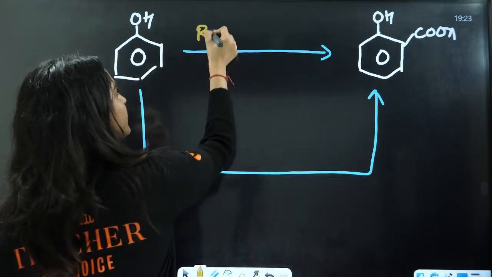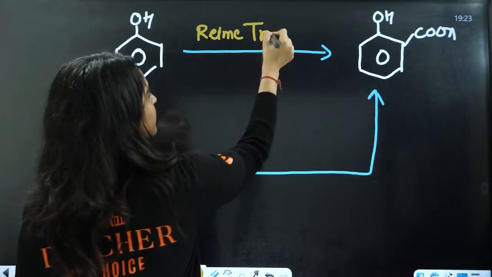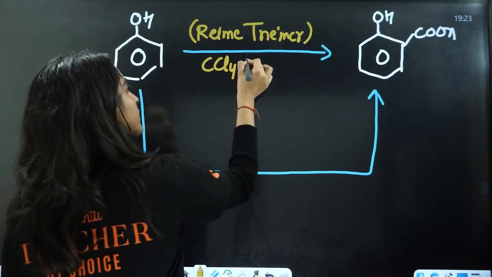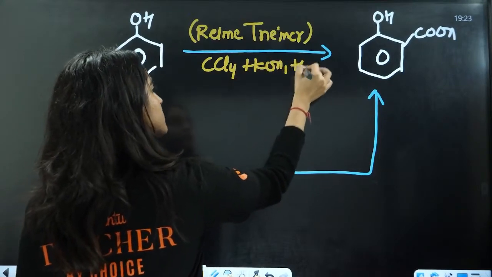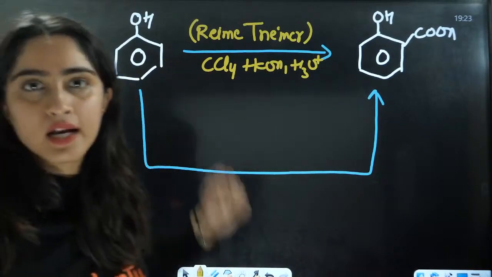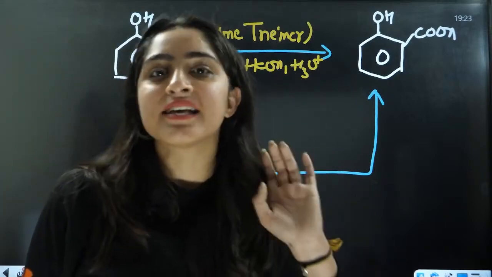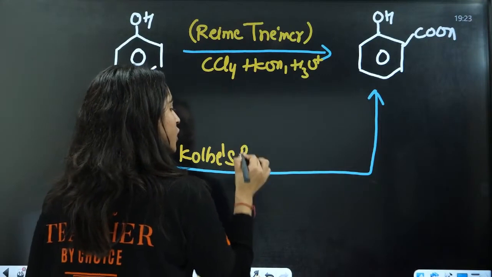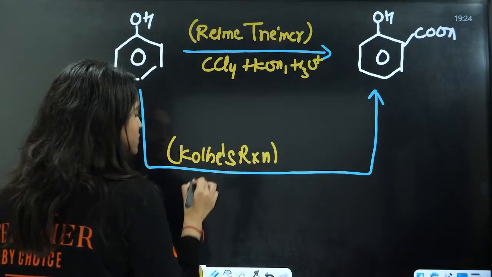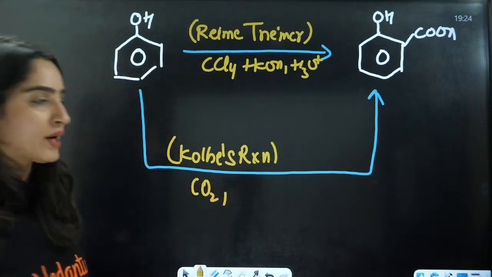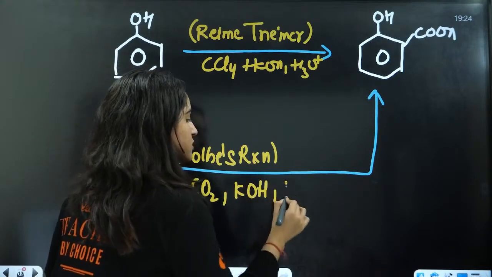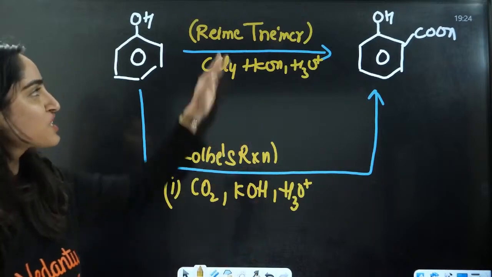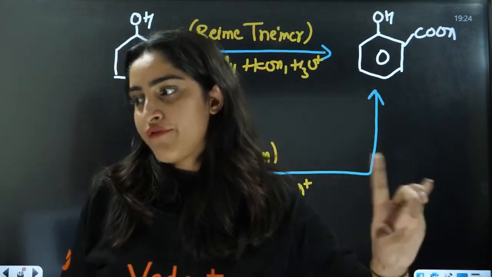First is the Reimer-Tiemann reaction, with CCl4, KOH and hydrolysis, right? This is with CCl4; the aldehyde was with CHCl3. Or you can use Kolbe's reaction, that was by CO2, KOH, and hydrolysis, right? Understood? Kolbe's reaction. This is the Reimer-Tiemann reaction. Very good.